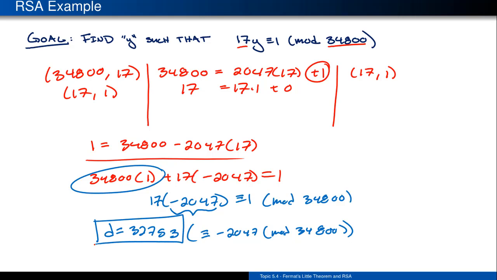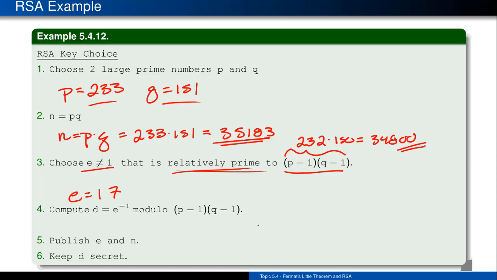The first positive one still ends up being a fairly large number, but oh well, like I said, it's a secret decoder that only Bob has to deal with, so he is at fault for choosing that number. So my d is exactly 32,753. And that's the thing that he wants to keep close to the chest. If anybody else knew that number, they would immediately know how to decode any message that was sent to Bob.